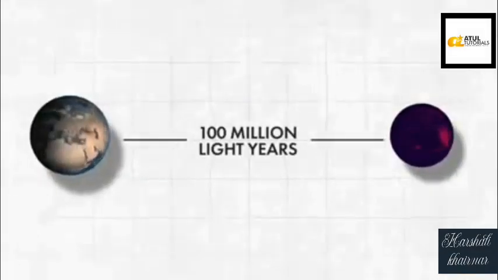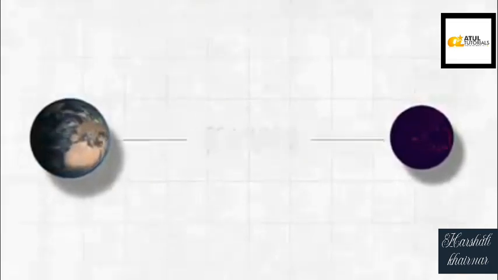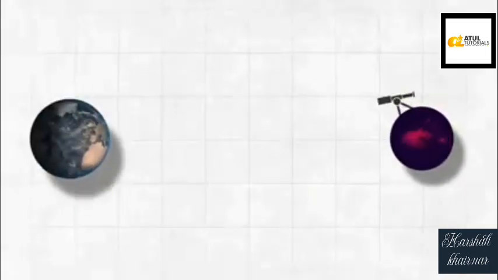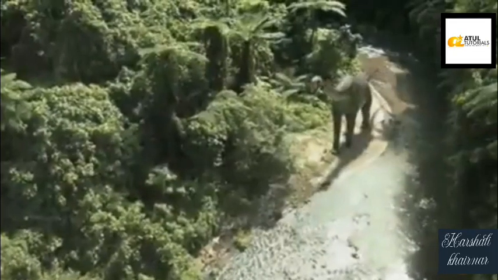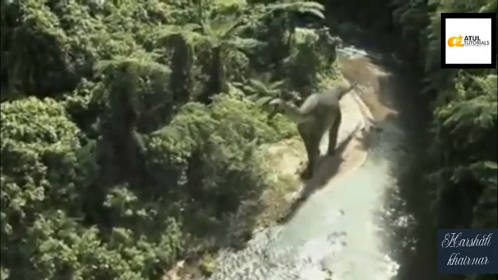Assume we are on a star which is 100 million light years away from the Earth, and we kept a special type of telescope on that star. While looking through that telescope, we would be able to see 100 million light years into the past. That is the dinosaur era on the Earth.